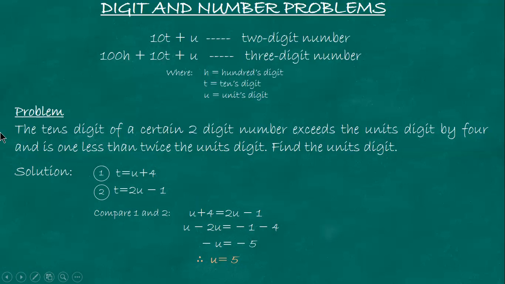Now check. The tens digit exceeds the units digit by 4. Correct, since 9 and 5 differ by 4. Then second, the tens digit is 1 less than twice the units digit. In 95, the units digit is 5, multiplied by 2 is 10. The tens digit is 9, so it is 1 less than 10. That's the explanation.